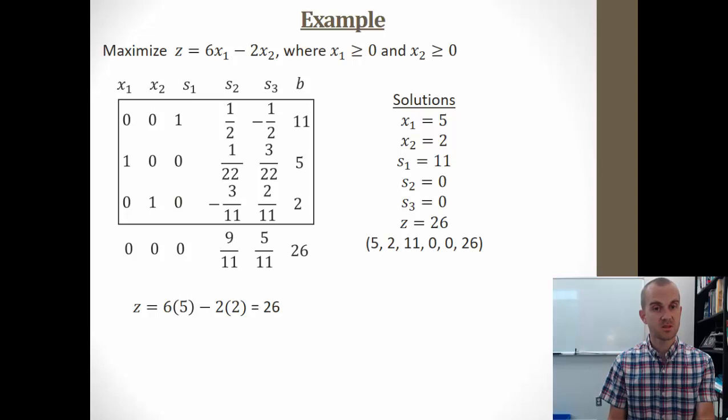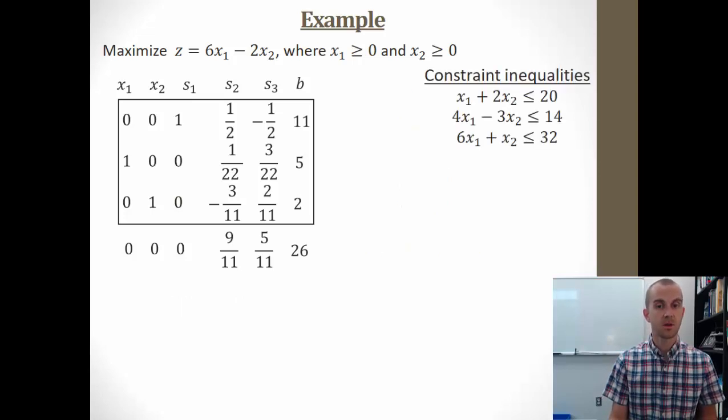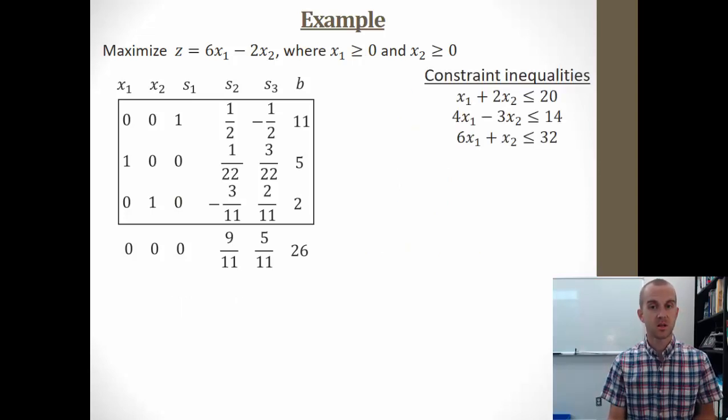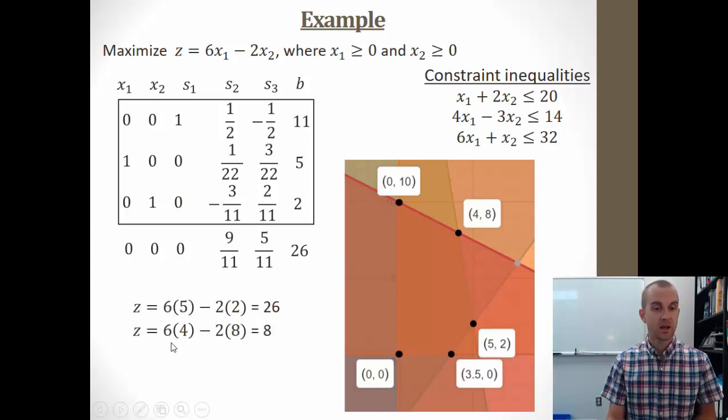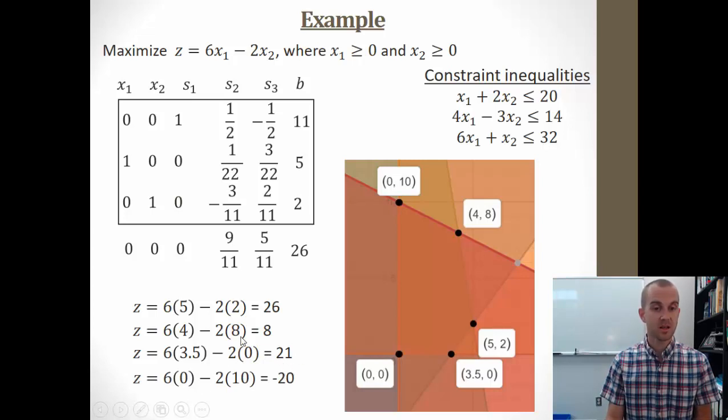Now, if you wanted to double check, because this is a 2-variable problem, I could use my constraint inequalities. I could actually graph it with the inequalities. I find my 5 points, but I know (0, 0) is not going to maximize this, so I can check the other 4. Again, I had my first one that I already did. I can take (4, 8), plug it in, and that gives me positive 8. I can do (3.5, 0), that gives me 21. And then if I do (0, 10), I get negative 20. So again, my greatest value is the one where my x1 is 5 and my x2 is 2.